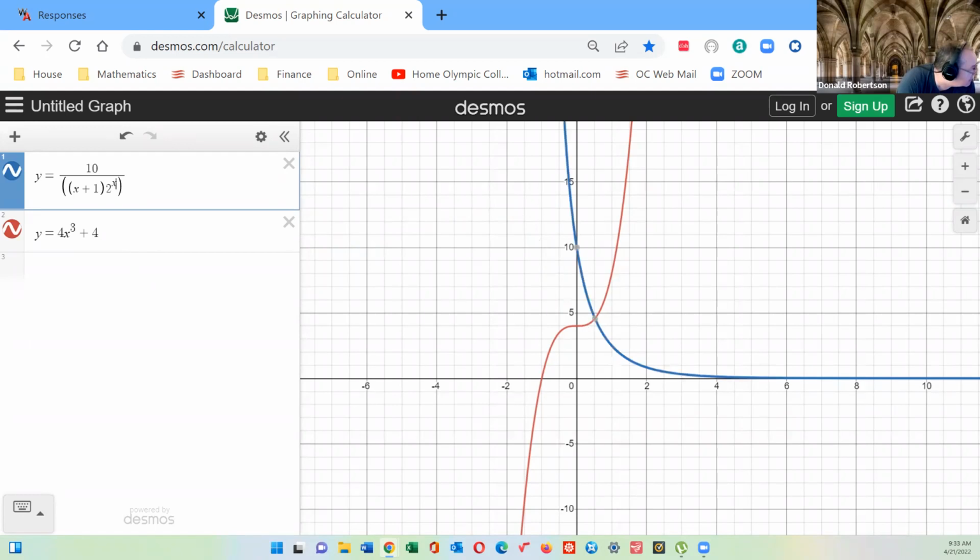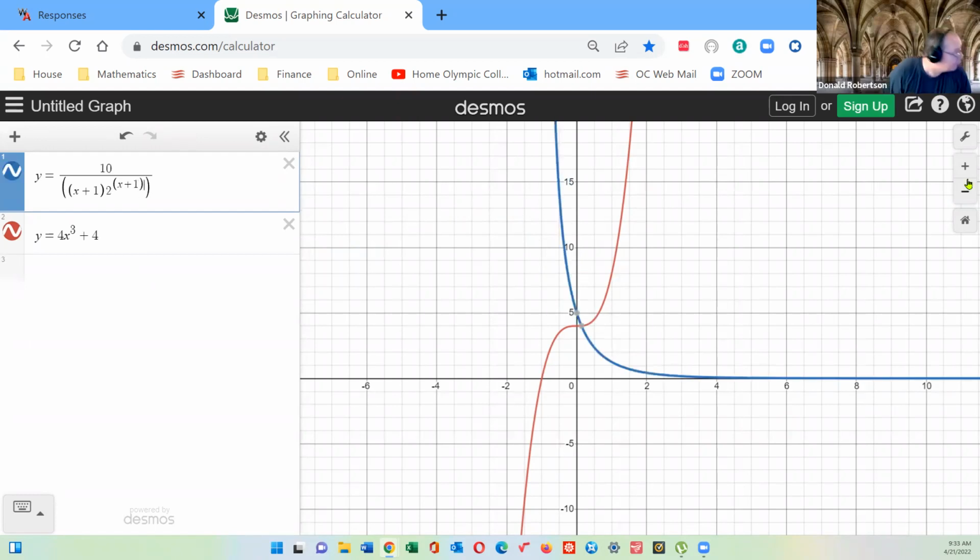Oh, okay. You have to put brackets. It's a pain in the butt, doesn't it? Yeah, it's a little bit of pain. Okay. We're comfortable now. We got it.